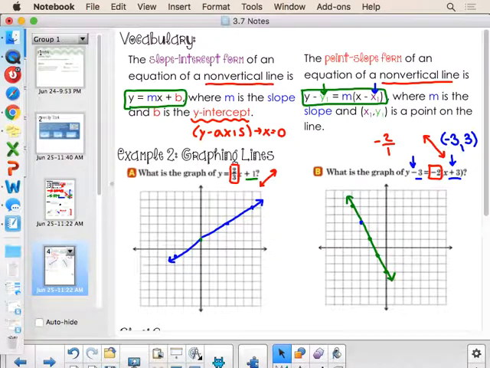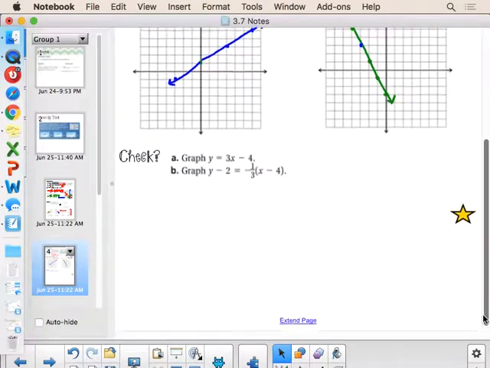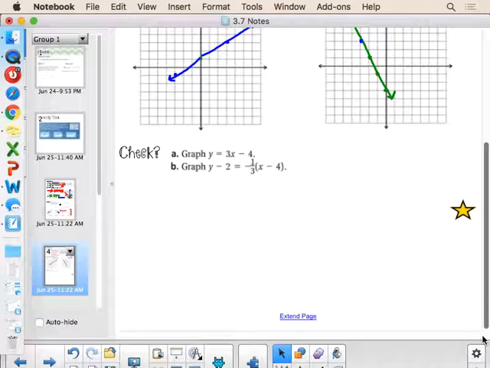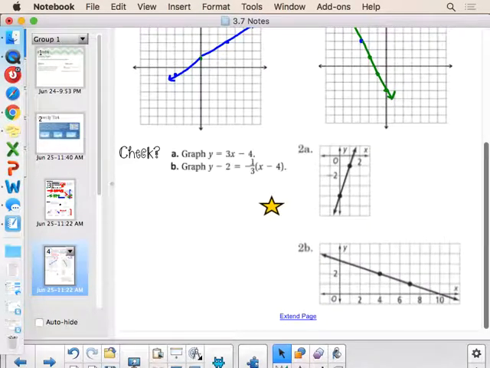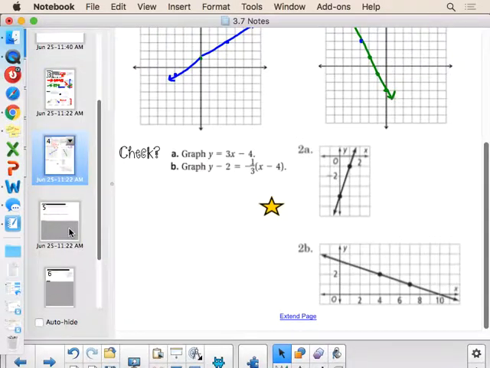All right, it is now officially your turn to graph these two lines. Let's check your answer. These are the two graphs that you should have created. Please make sure your slope is positive and your slope is negative when appropriate. All right, let's continue on.